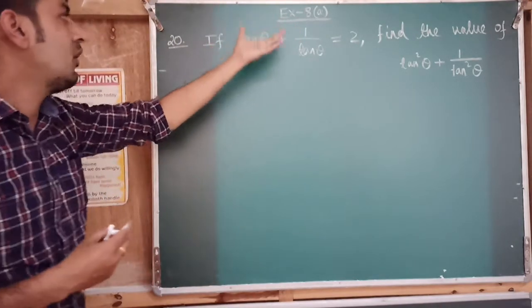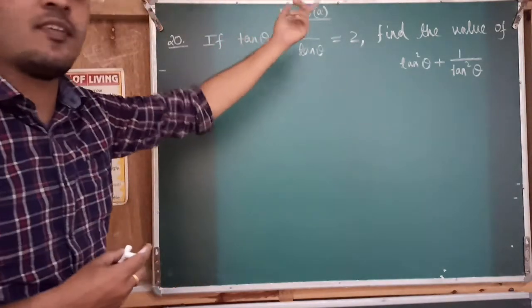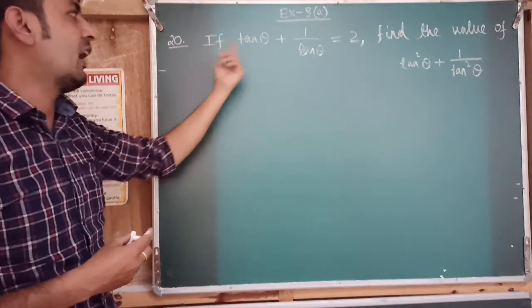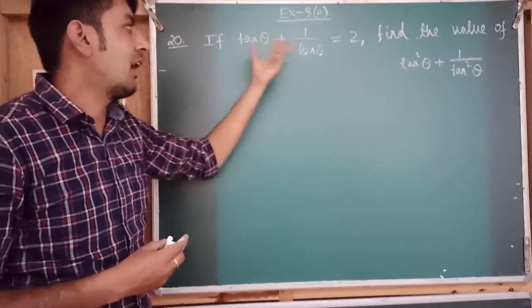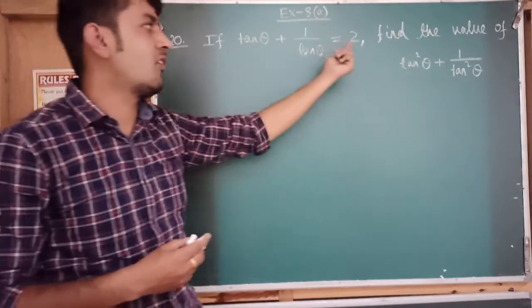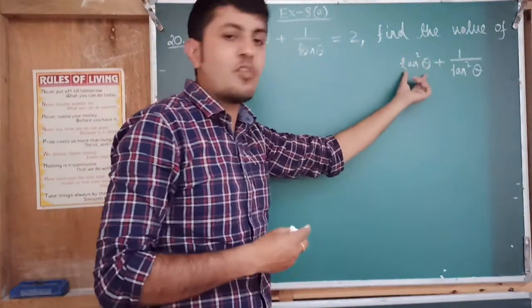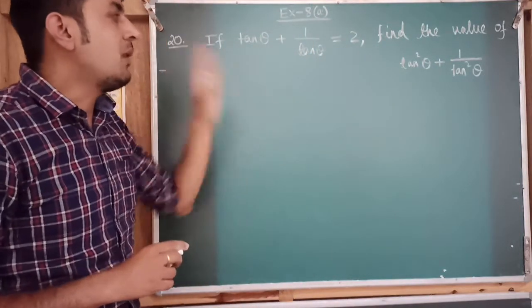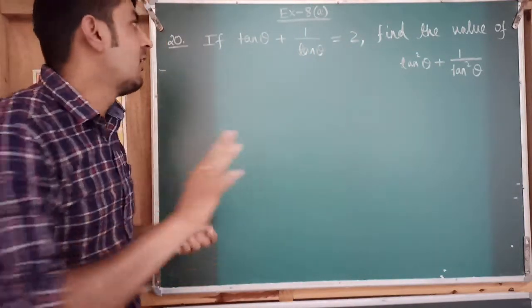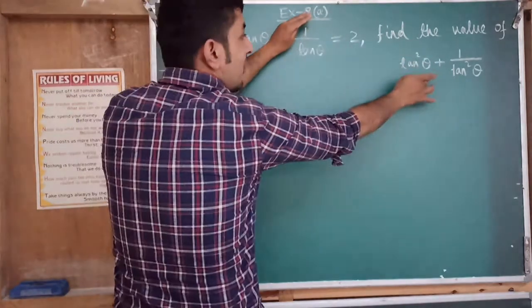You can look here. This is question number 20 of your textbook exercise 18. What is given? If tan theta plus 1 by tan theta is equal to 2, the value of this expression is given to be 2. And they have asked you to find out tan square theta plus 1 by tan square theta. Now, the main concept here is that if they give tan theta is equal to 2, then directly you can find out this expression.